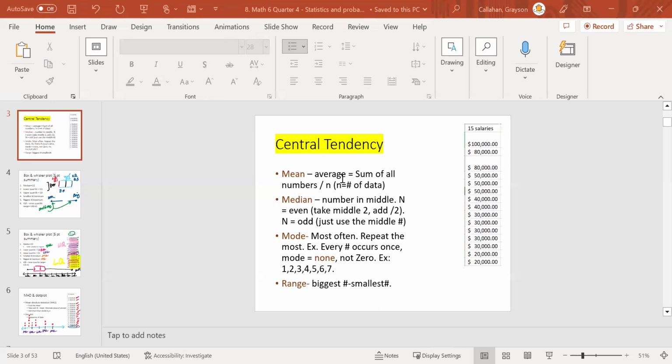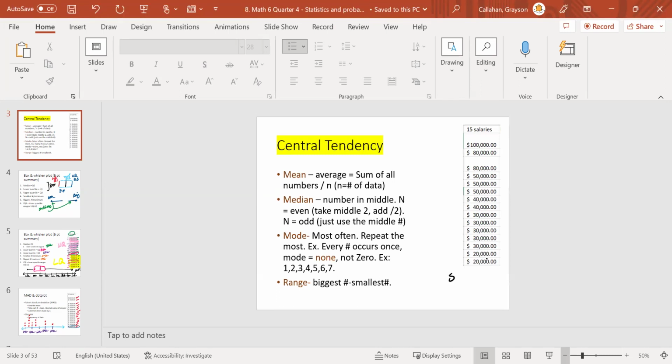So your mean is when you add everything together. You got what now? $45,333. No. The sum. What was the sum? 680. Divided by 15, which is? $45,333. That is your mean, right? Yeah. What was your median?